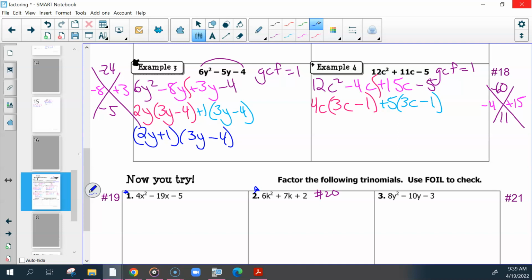Negative 60 won't be there. The 11 was already there. So we're going to do 11 and split it. Let me finish this and I'll write your back. Sorry. What are our two factors? 4c plus 5 and 3c minus 1. This is easy. Good.